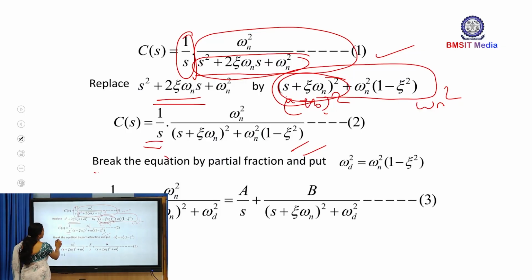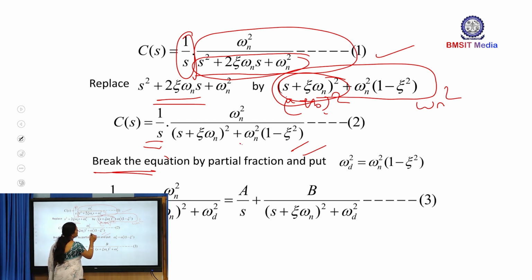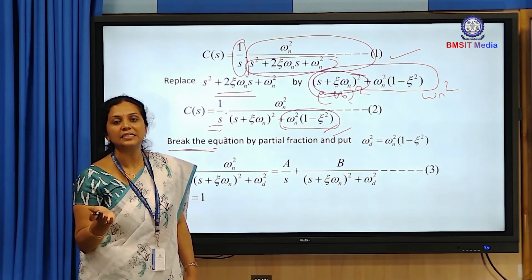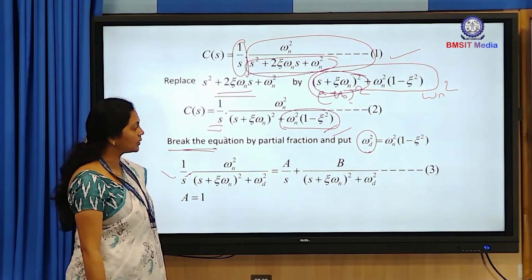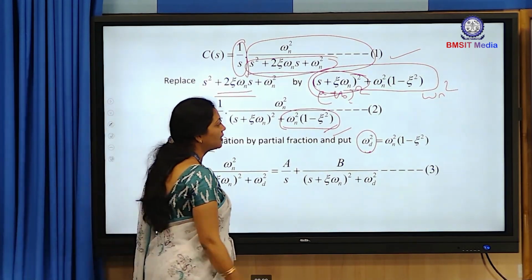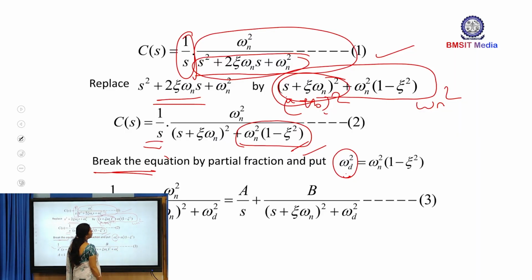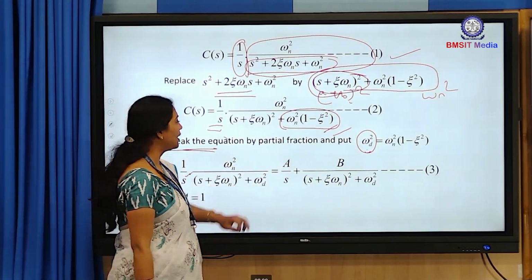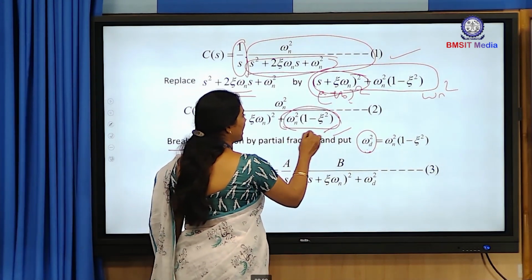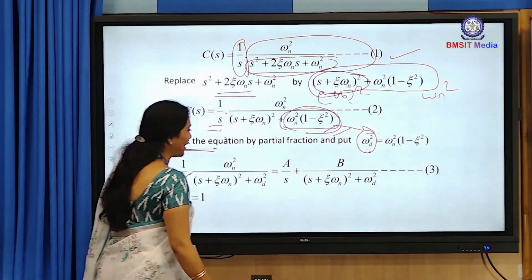Now let us break the equation by partial fractions. Also, wherever omega n square into 1 minus zeta square is there, for the purpose of simplification, we will equate that term to another term which is called omega d square. Therefore, omega d square is equal to omega n square into 1 minus zeta square. Now wherever this part is there, I will just replace that by omega d square.